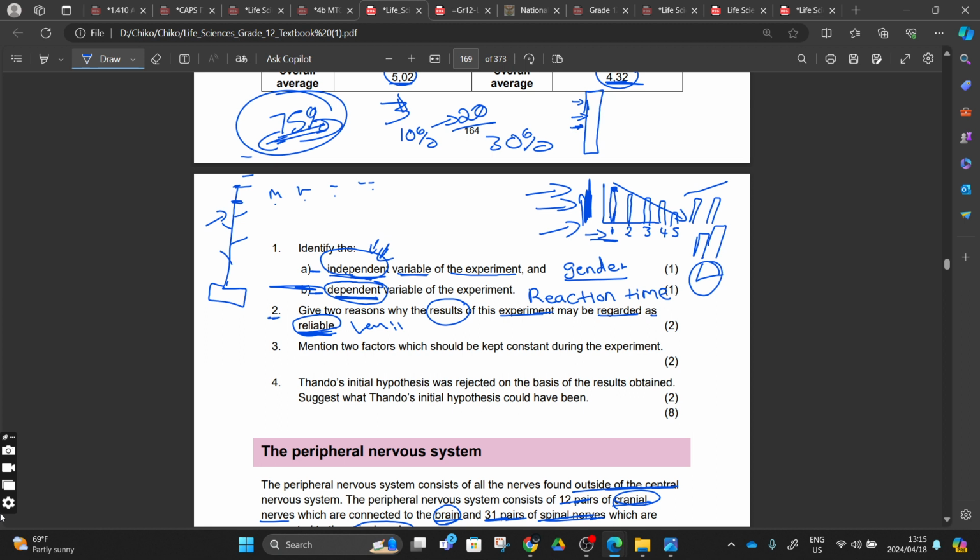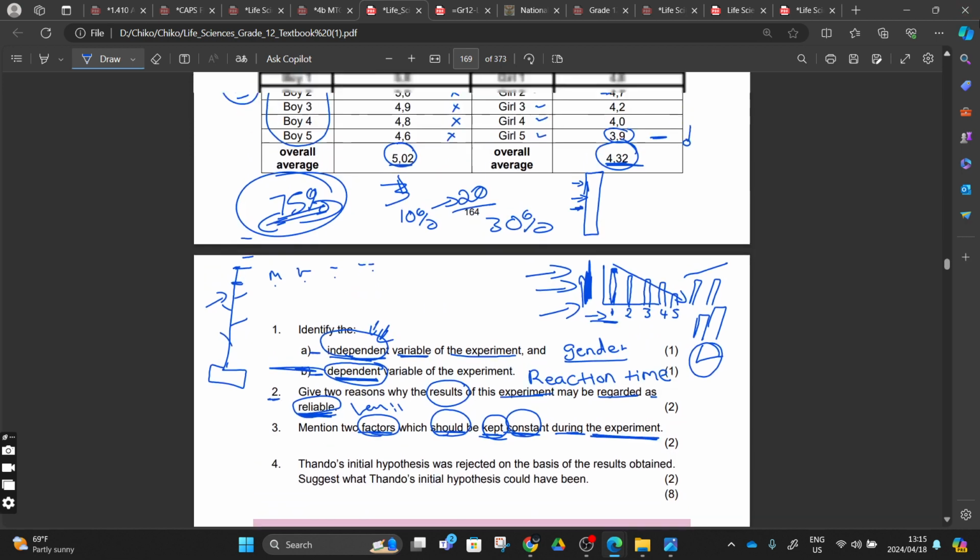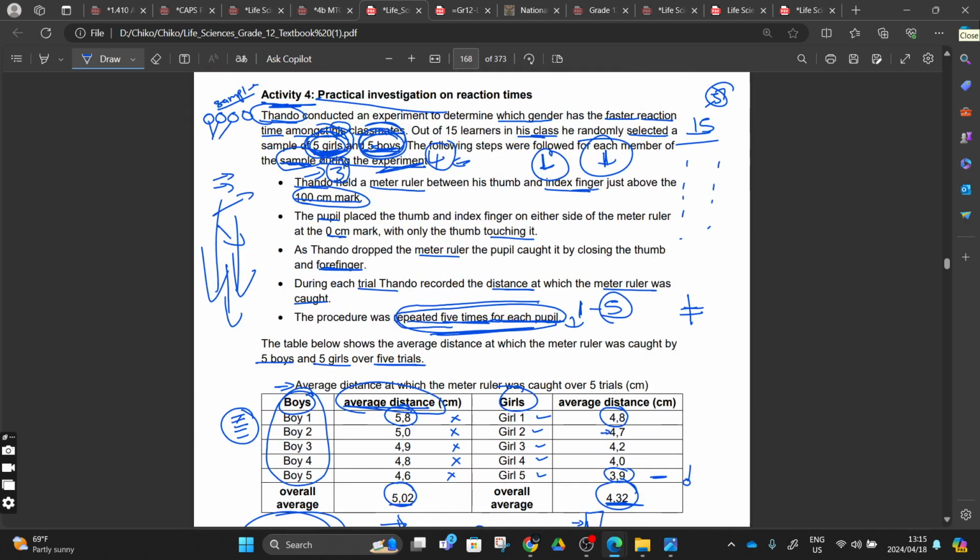Okay, number 3: mention 2 factors which should be kept constant during the experiment. Mention 2 factors that should be kept constant. When you think about this experiment, what is it that we can keep constant? We cannot be changing it, right? Let me give you an example. What can we keep constant here?